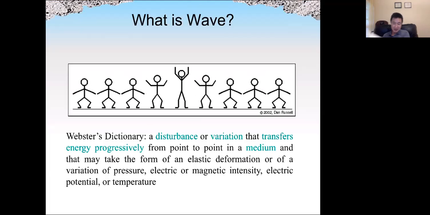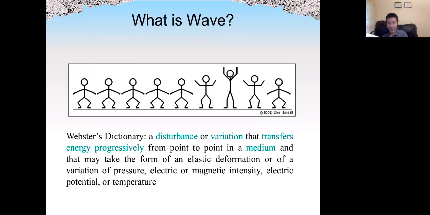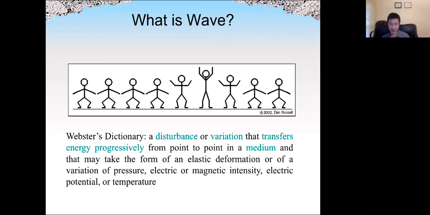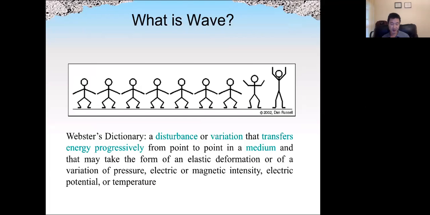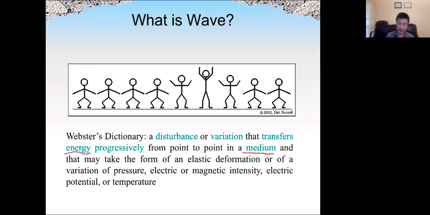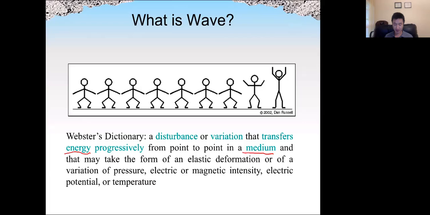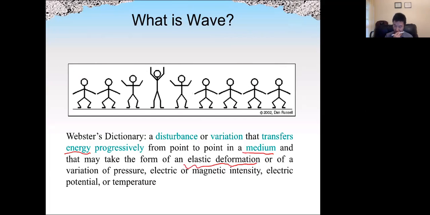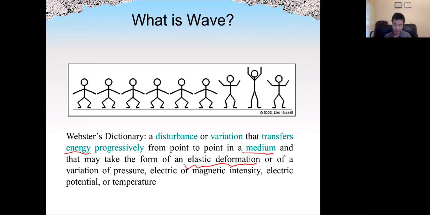All right. So first of all, let's look at what a wave is. Here is the definition of wave from the Webster dictionary. A wave is a disturbance or variation that transfers energy from one point to another in a medium. So this is transfer of energy in a certain medium. And the energy could be in the form of, for example, elastic deformation. This is the case in, for example, the sound transfer in concrete.